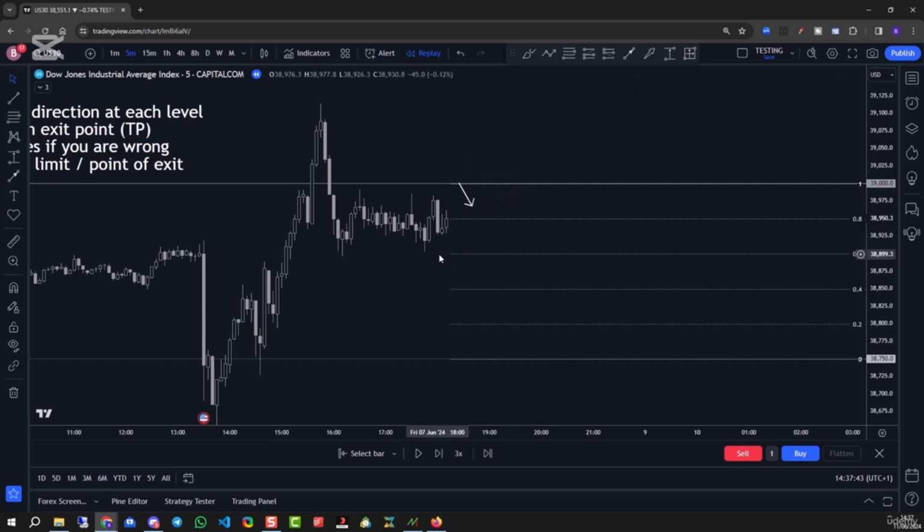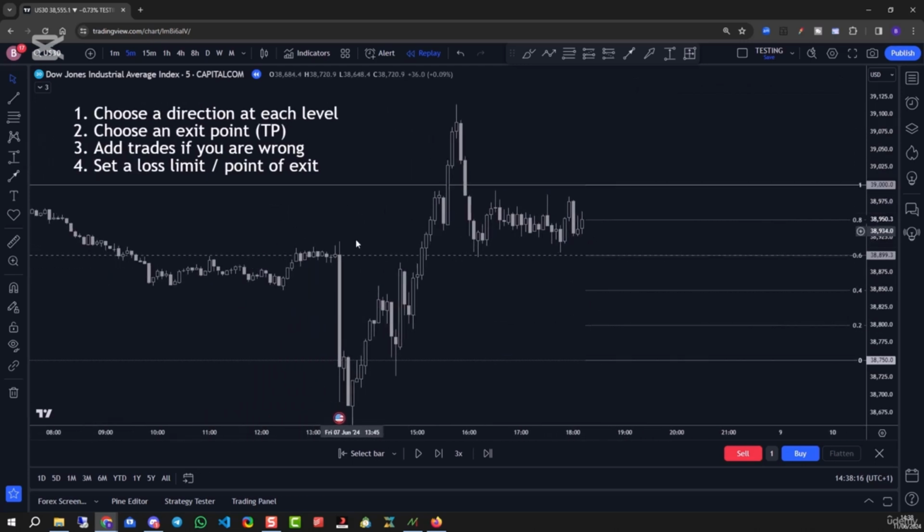Option number two, if I just press Alt and H, just to extend this level, you can see we've had some nice little bounces here, and it actually acted as quite strong resistance. So this level here is actually a good potential place to buy from. So my plan at this level here would be not to trade from this level, but to wait for price to come up here and then sell, or to wait for price to drop down and then buy. And it's literally as simple as that. All you need to do is every time price reaches a new level, you make a decision. Okay, if I just bring this back, choose a direction at each level.